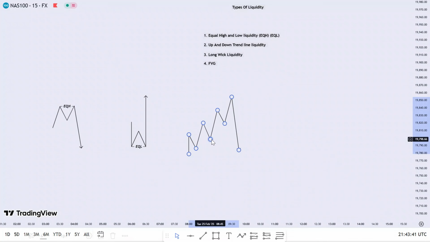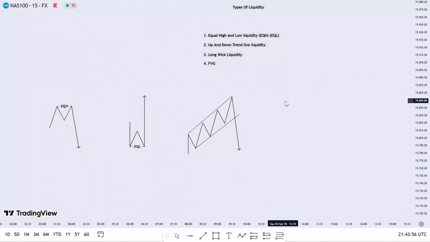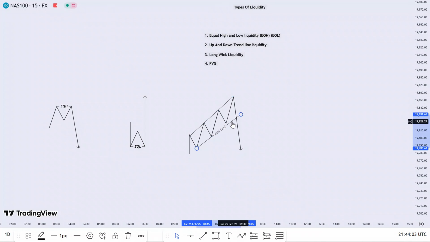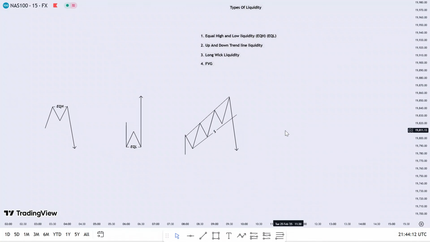Now for the case of an uptrend, you have this trend line. So this trend line is actually carrying a liquidity. For the case of the upside, the liquidity is right here, which means this level here. This is the area of liquidity. We represent the liquidity with the dollar sign.